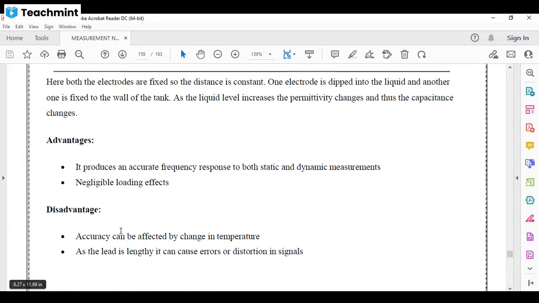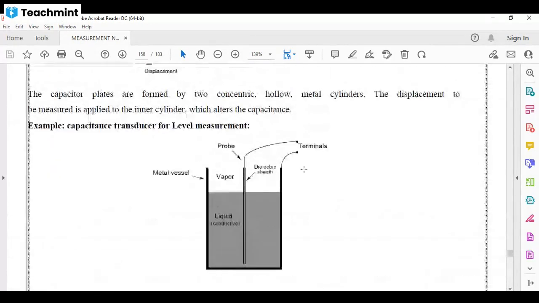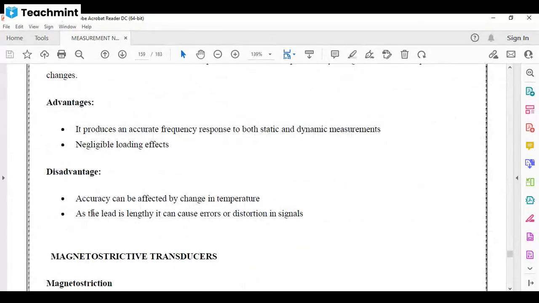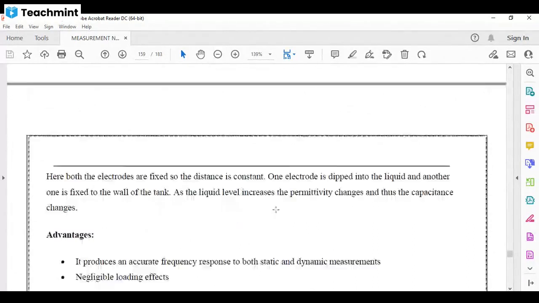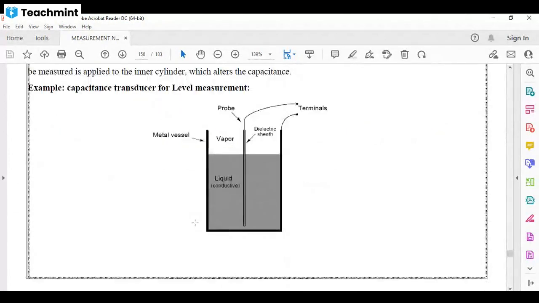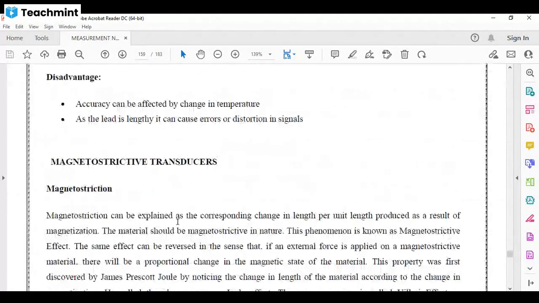And due to the terminal port, another effect is the lead effect. As the lead is lengthy, it can cause error or distortion in the signal. This is the lead effect that occurs in this measurement technique.